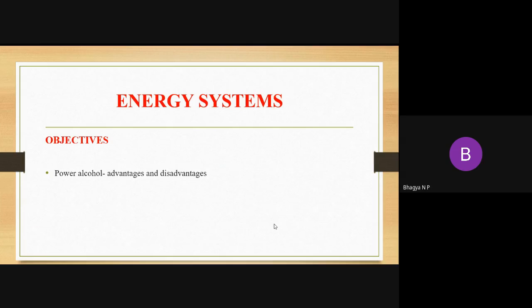In this session, I am going to teach you power alcohol definition and its advantages and disadvantages, biodiesel definition and its advantages and disadvantages. These two are the alternative fuels. So let us start with the power alcohol.